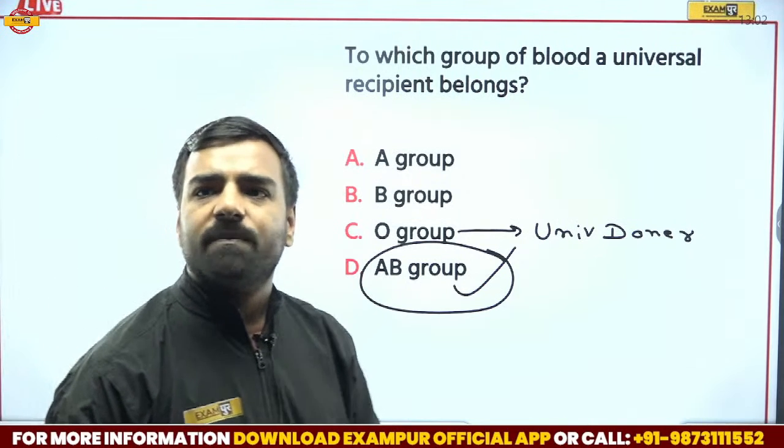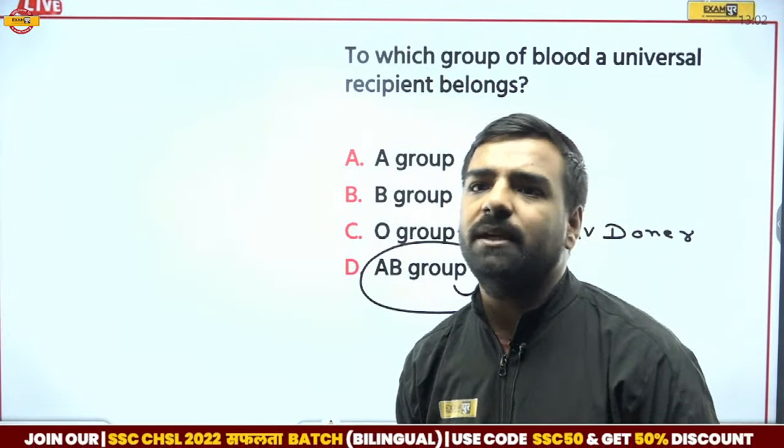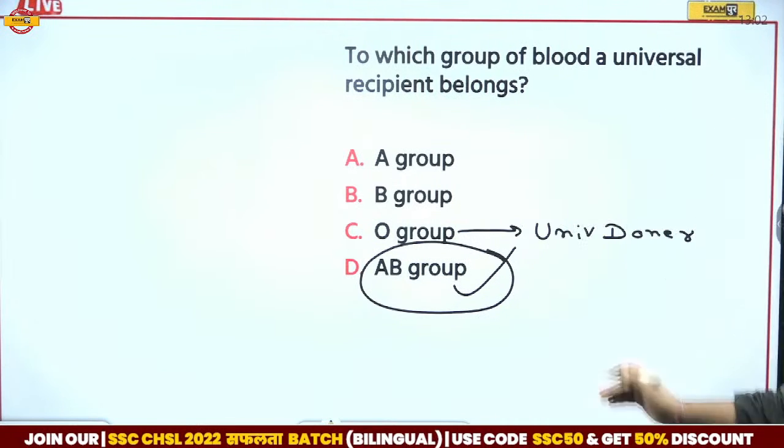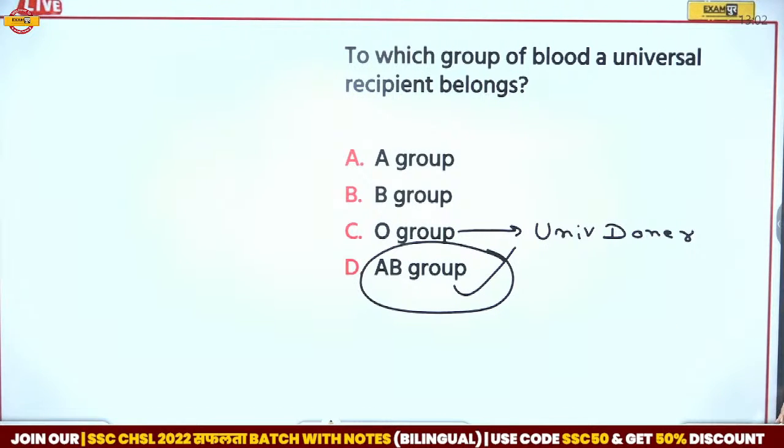So Shubham was here, and Kirti is also with AB. No issues, Shubham, no issues. So Kirti, Shubham, Jagdishwan, you are absolutely correct. That is, option number D is the correct answer.